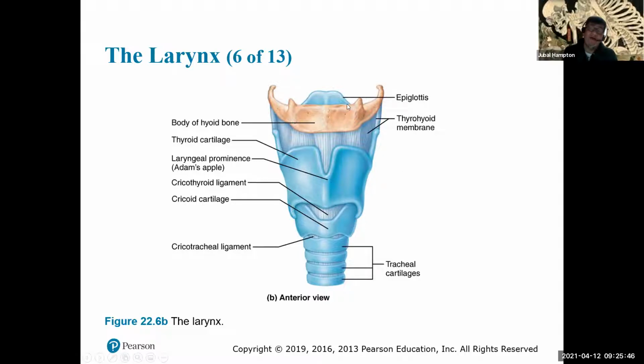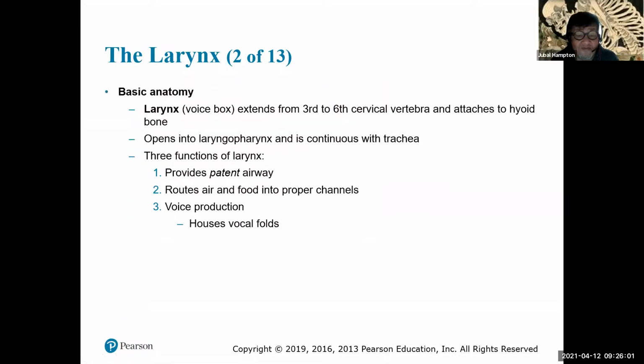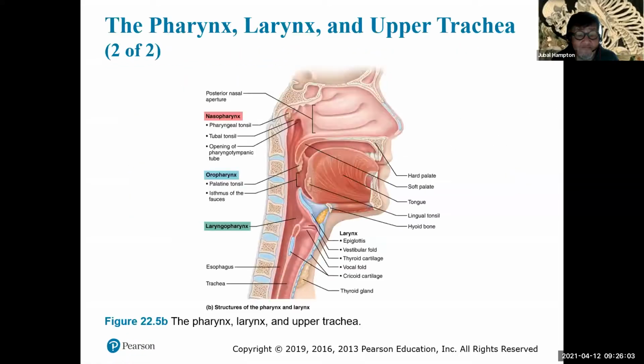Now, in Canvas, I've also placed a diagram of the larynx here. Note that the trachea is inferior to the larynx. Also note that the placement of the trachea is anterior to the esophagus. So the esophagus passes posteriorly, trachea is anterior.